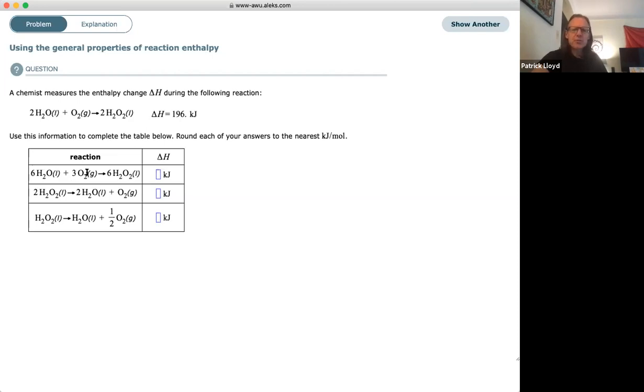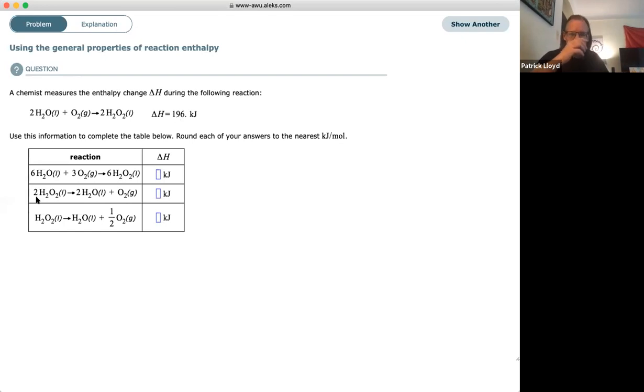What you're doing here is you're saying, what did they do to this equation to make it this one? Well, let's take a look at the first one. This is a 6, this is a 2. So they multiplied it by 3. They didn't change the direction at all. It's still water on the reactant side, it's still oxygen on the reactant side, it's still hydrogen peroxide on the product side. So they just took this equation and multiplied it by 3. So you would take 196 and multiply that by 3. So 196 times 3, 588. So this one would be positive 588.